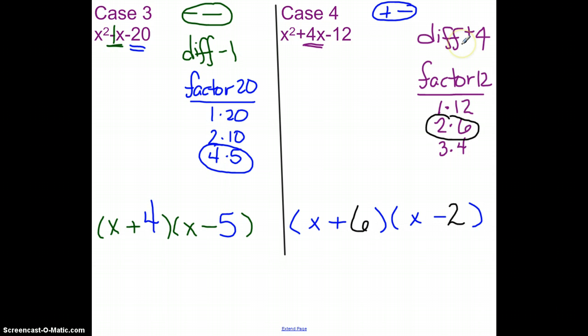Now, in identifying as we go on, it's going to be important for us to identify what case it is, and then from that, we can start to kind of solve our problems. So let's take a look.